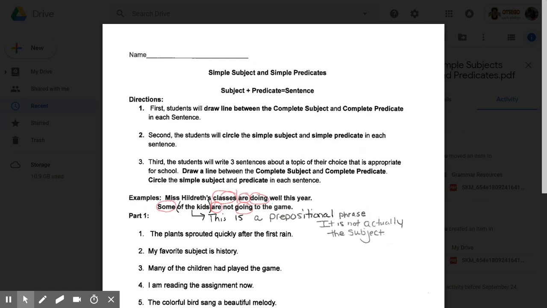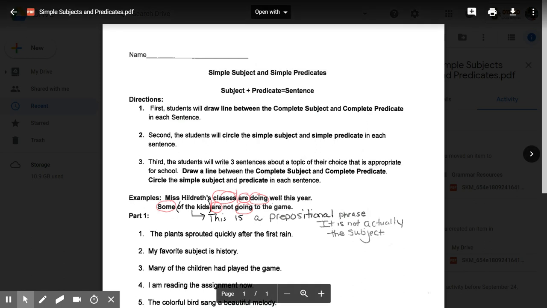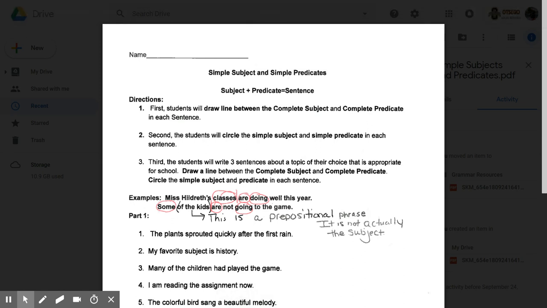So here are the directions. First, students will draw a line between the complete subject and complete predicate in each sentence. Second, the students will circle the simple subject and simple predicate in each sentence. If you have followed these directions, or at least read these first two directions, put a smiley face in the corner and write, "Hi, Miss Hildreth," if you're listening to this video.